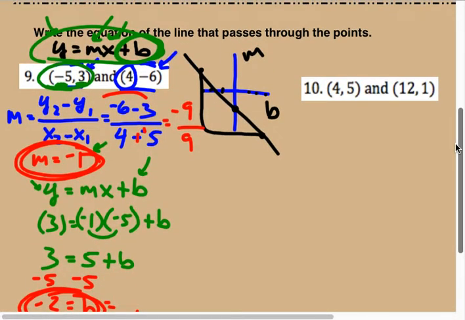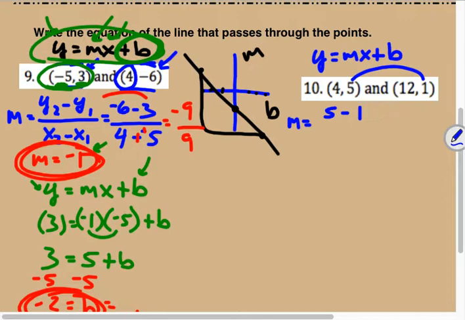Number 10, we're doing the same thing. We're still using this. Y equals mx plus b, slope-intercept form. You have to find the slope first. Change y over change x. Here's my two y values. Now you can go backwards. You can say y sub 1 minus y sub 2 if you want to. It really doesn't matter. So I'm just going to say 5 minus 1.